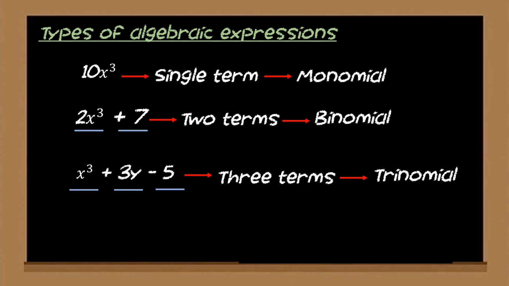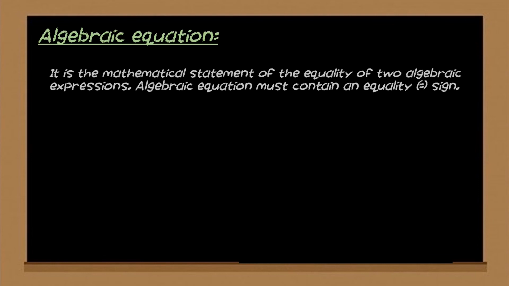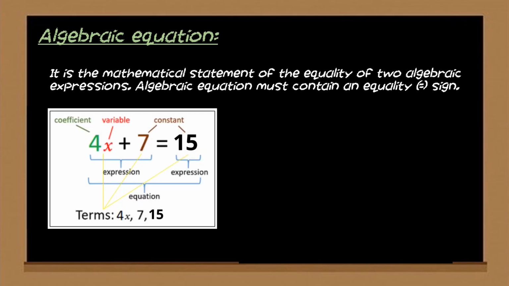Now we all learned about algebraic expressions, terms and their types. Let us see what an algebraic equation is. An algebraic equation is the mathematical statement of the equality of two algebraic expressions. The algebraic equation must contain equality sign. Look at this image. This is an example of an algebraic equation. Here, 4x, 7 and 15 are the terms of the equation. In 4x, x is a variable.